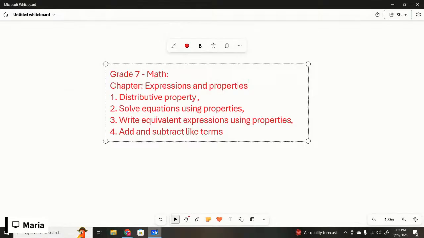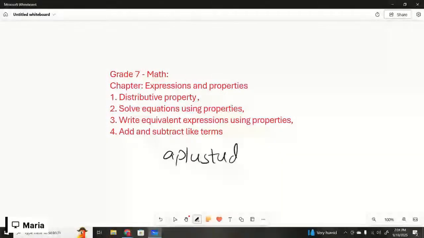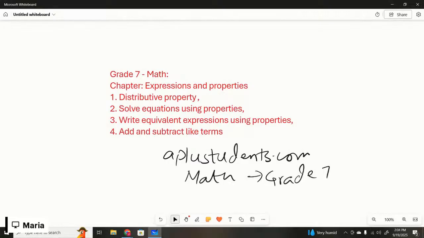Find all the lessons on aplusstudents.com. You have to log in there using your email address and password as provided by the administrator. Then select math from the subject tab. Scroll down to grade 7 math and then click on view all lessons. There you can find a list of the chapters.